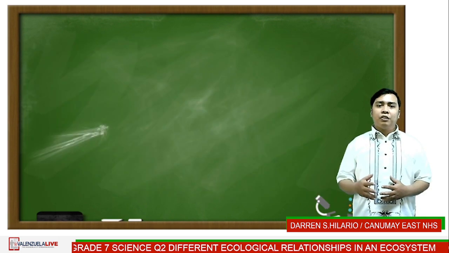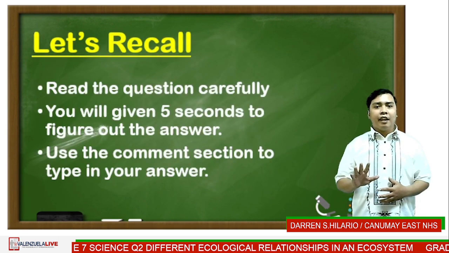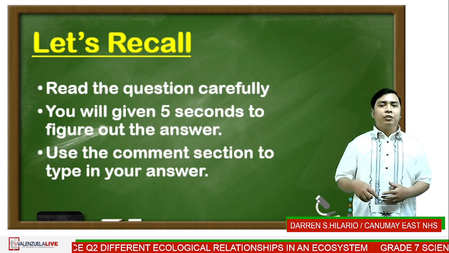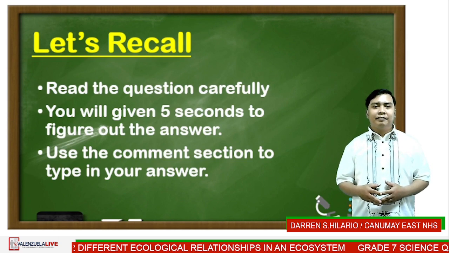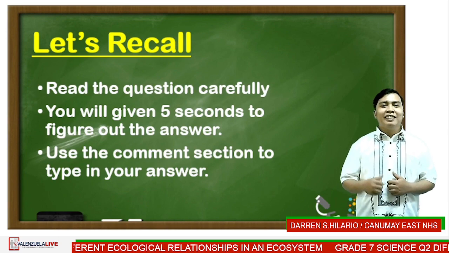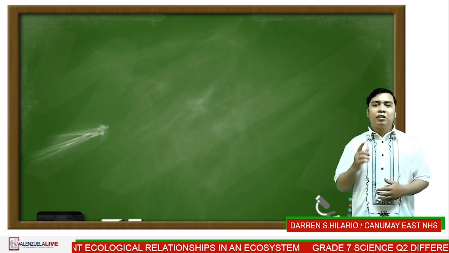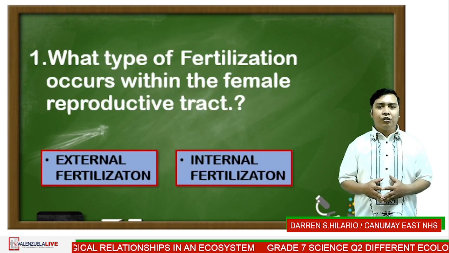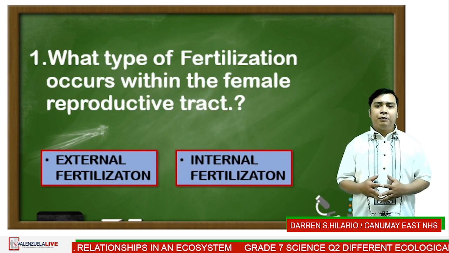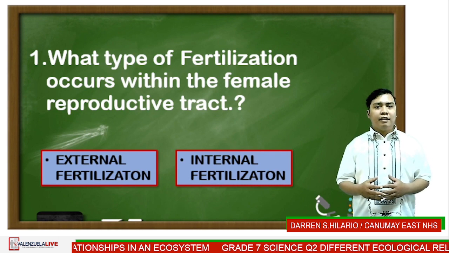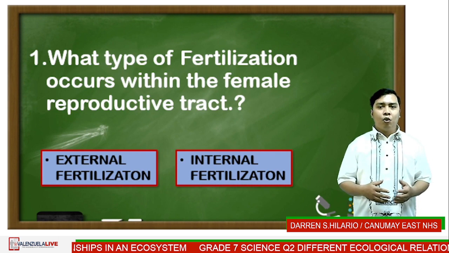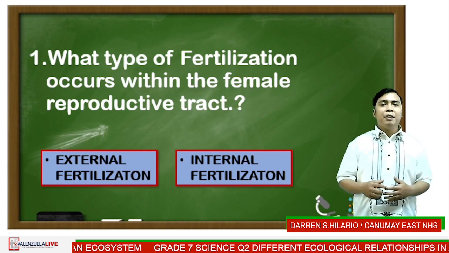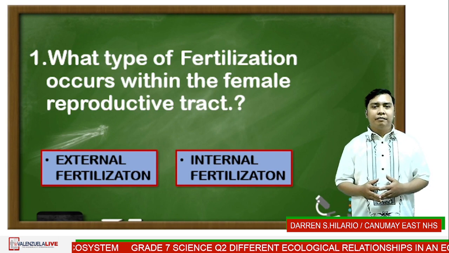We will read the question carefully and I will give you 5 seconds to figure out the answer. Use the comment section to type in your answer. Are you ready? Let's start. Question number 1. What type of fertilization occurs within the female reproductive tract? Is it external fertilization or internal fertilization? Please key in now your answer in the comment section.